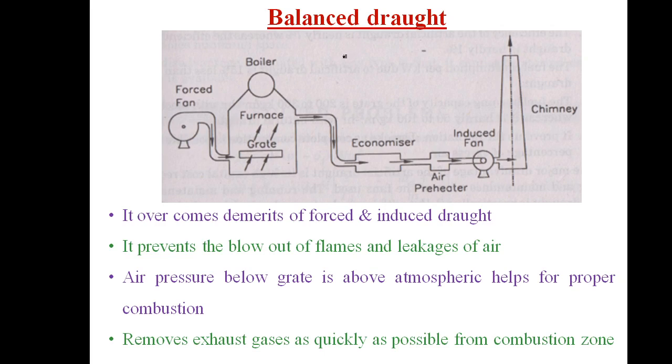What is balanced draught? This balanced draught is a combination of induced draught and forced draught. So it uses a forced draught fan as well as an induced draught fan or blower. Here two blowers, or two fans, are used. One is going to force the air into the combustion chamber and the other is going to suck the flue gases.